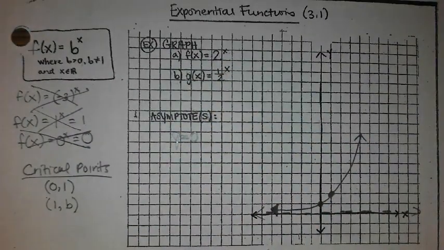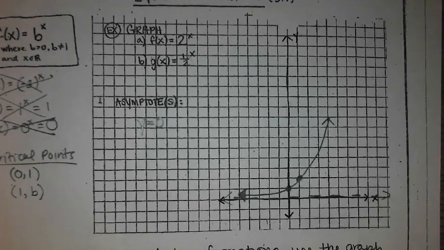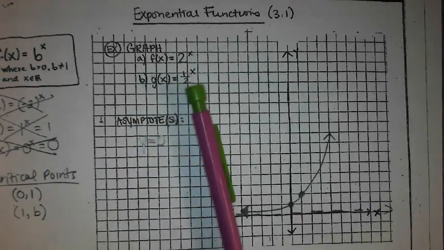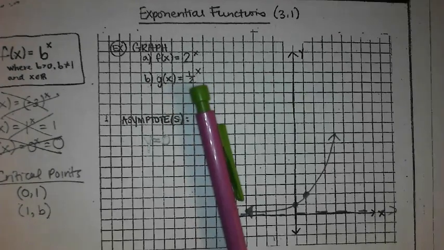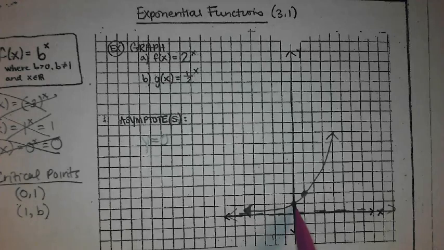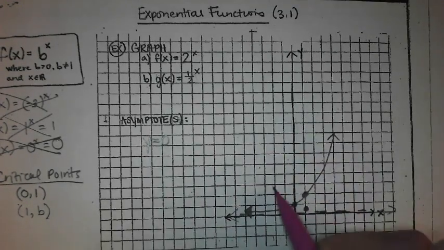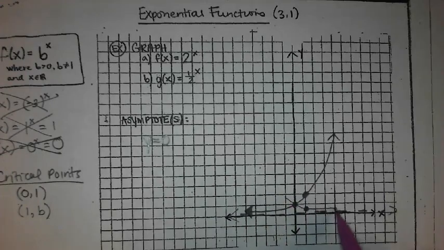And just like other asymptotes, like the asymptotes of your rational graphs, asymptotes shift with certain movements from transformations. Okay? B, similarly, has two critical points. It's got 0, 1, and it's got 1 comma b. What's our b value here? 1/2. 1 comma 1/2.